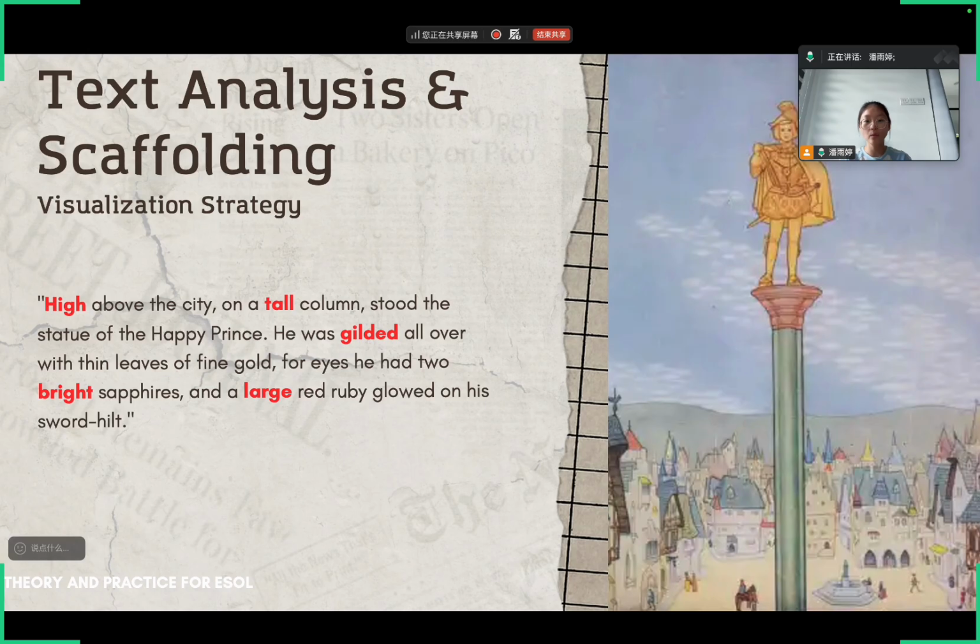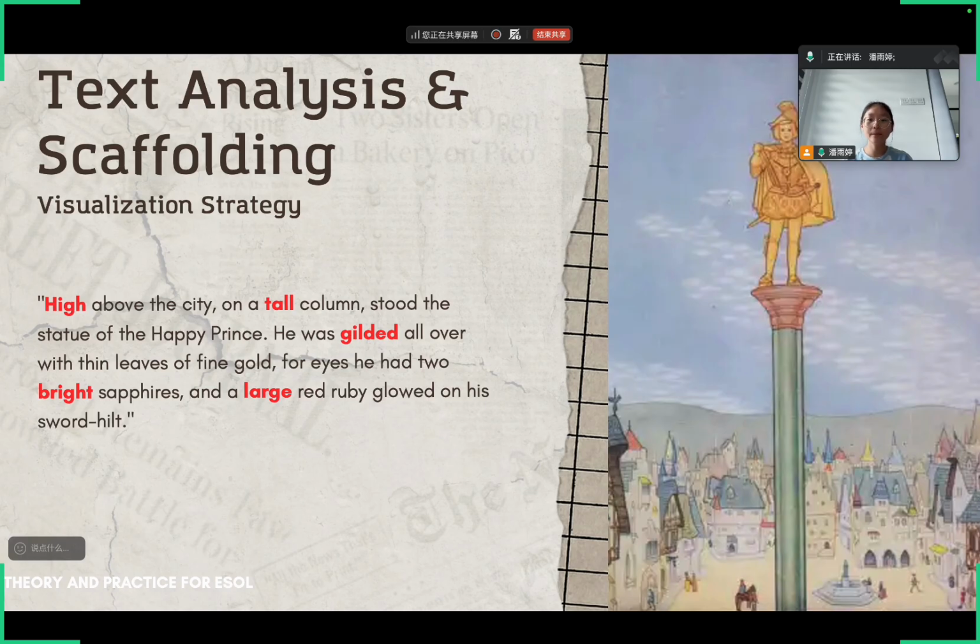Close your eyes. Where is the prince? Is he close to people? This question forces them to take the auditory input and convert it into a mental image. It checks their understanding without asking for a direct translation.